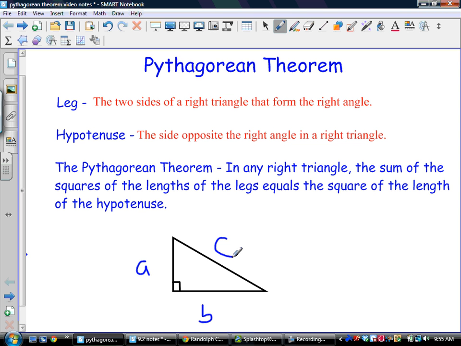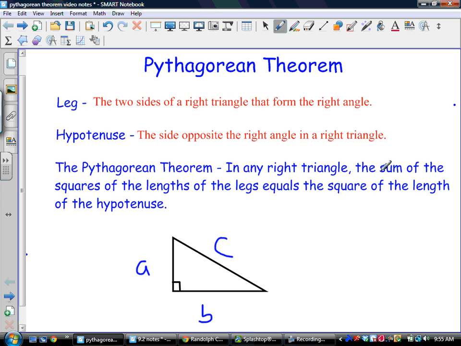So the Pythagorean Theorem itself, what it says, you can see right on the screen, it says, in any right triangle, that's important, it does have to be right triangles, the sum of the squares of the lengths of the legs equals the square of the length of the hypotenuse. Sounds like a whole lot, it sounds very confusing, but it's actually not too bad if you take it piece by piece and see what everything means.